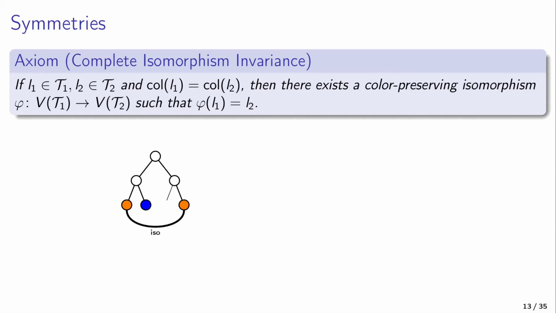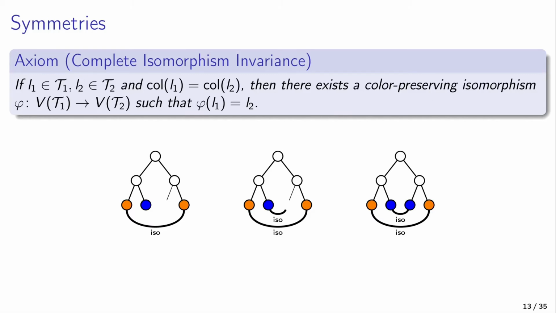Let's just look at our example again. Because there are two orange leaves, we know that there must be a color-preserving isomorphism mapping the orange leaves onto each other. But because it is an isomorphism, it must map the blue node to the subtree that is the sibling of the other orange node. And because it is a color-preserving isomorphism, that subtree must very specifically be a blue leaf. What you can see from this example is that sometimes it suffices not to look at the entire tree to actually know how the entire tree looks like.